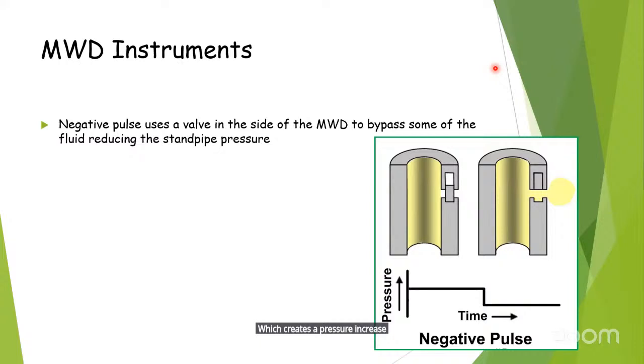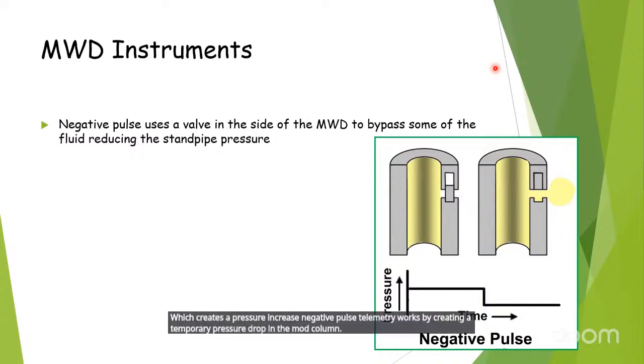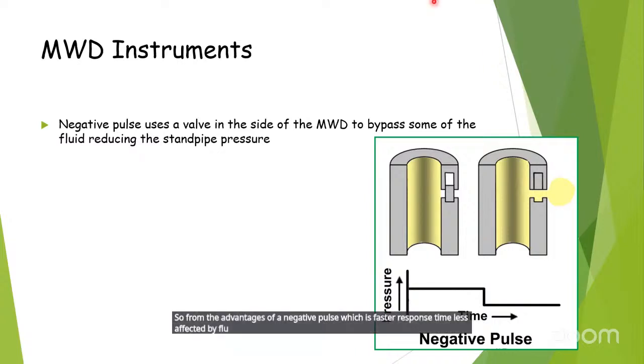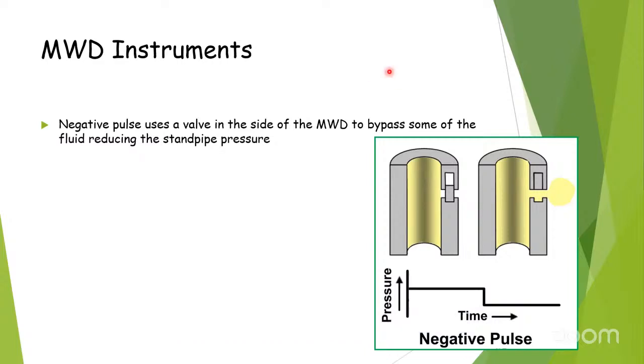Negative pulse telemetry works by creating a temporary pressure drop in the mud column. So from the advantages of negative pulse, which is faster response time, less affected by flow rate changes, compatible with different drilling fluids, which is works in both water-based and oil-based mud.